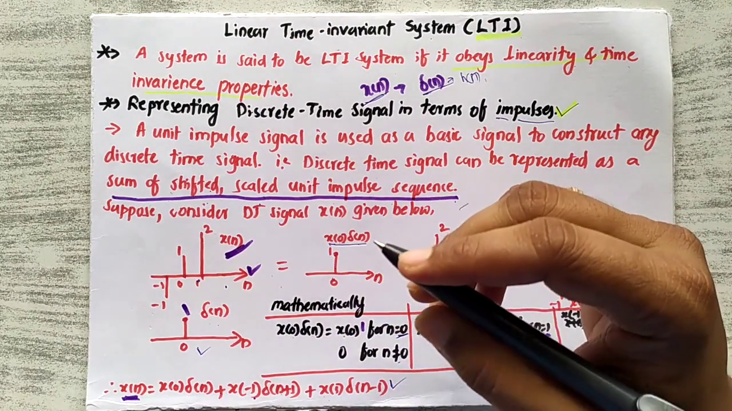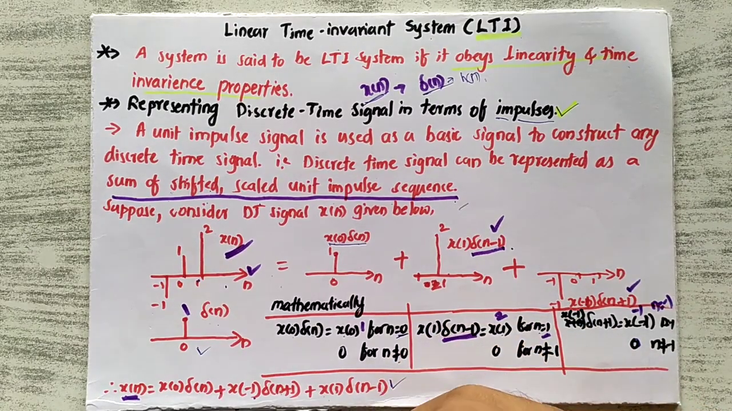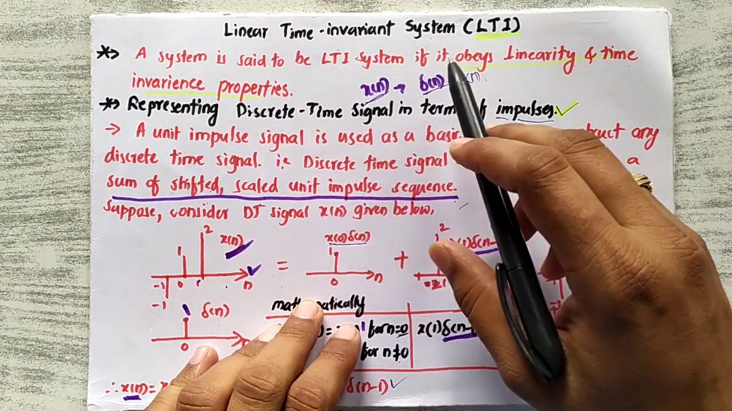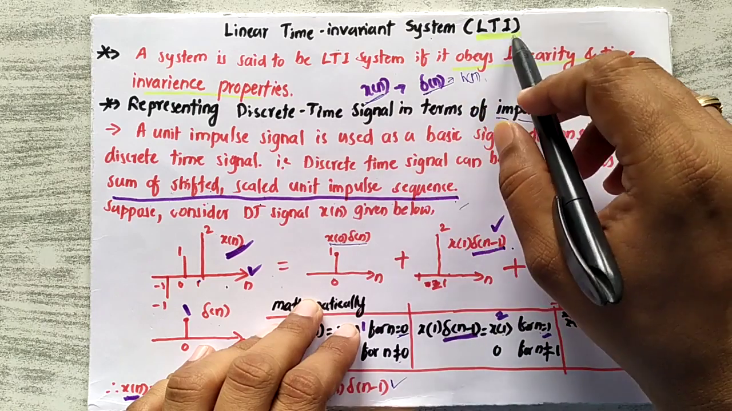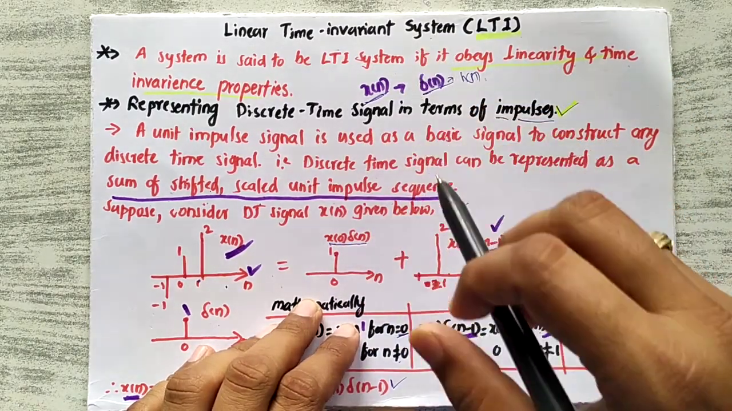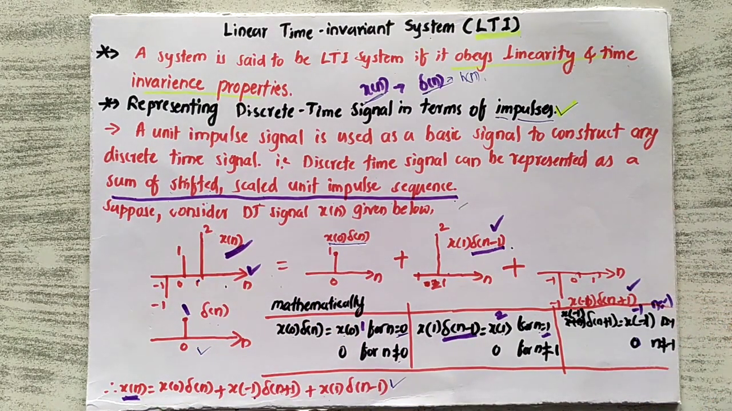In this lecture, we will start a new topic of discussion, that is LTI system. A system is said to be an LTI system if it obeys the linearity and time invariance properties. So LTI is the linear time invariant system. In the previous videos I have discussed in detail when a system is said to be linear and when the system is said to be time invariant. So please go through them for a better understanding.